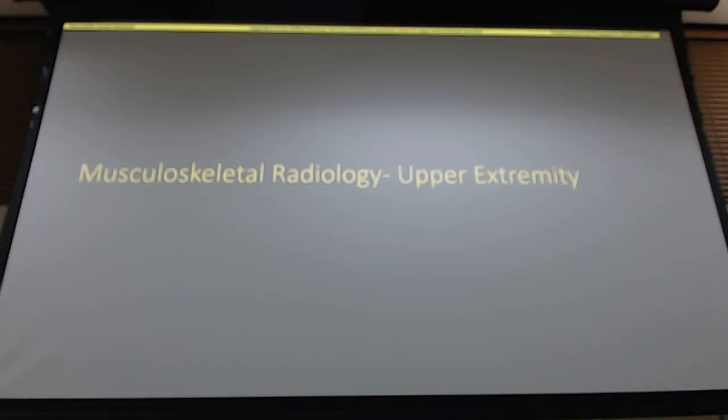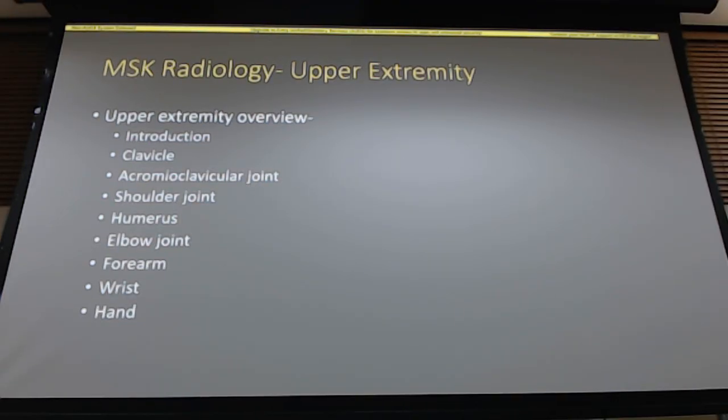So, upper extremity musculoskeletal radiology. When we talk about upper extremity radiology, we talk about what? Let's work our way down. Obviously we have the clavicle, the AC joint, the acromioclavicular joint. We have the shoulder joint itself, the glenohumeral joint, correct? We have the humerus, the elbow joint, forearm, wrist, and hand.